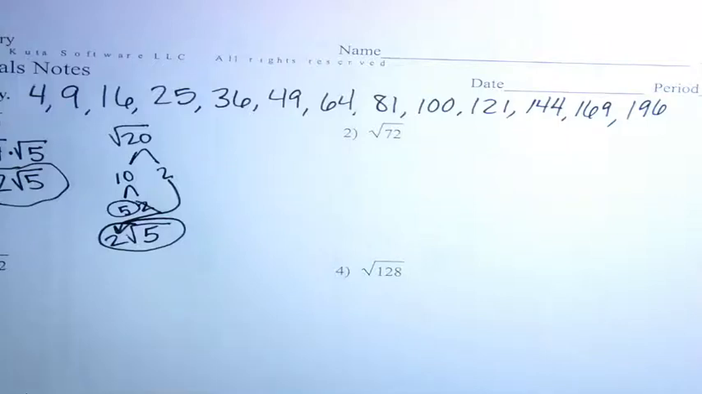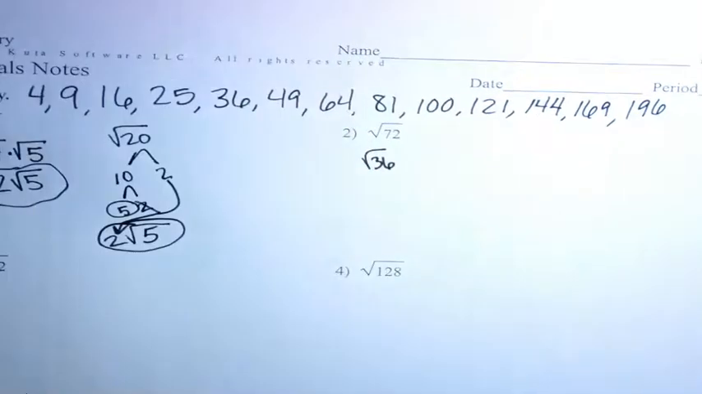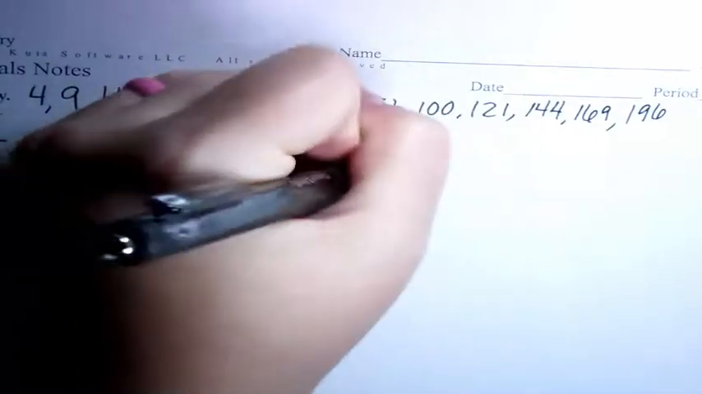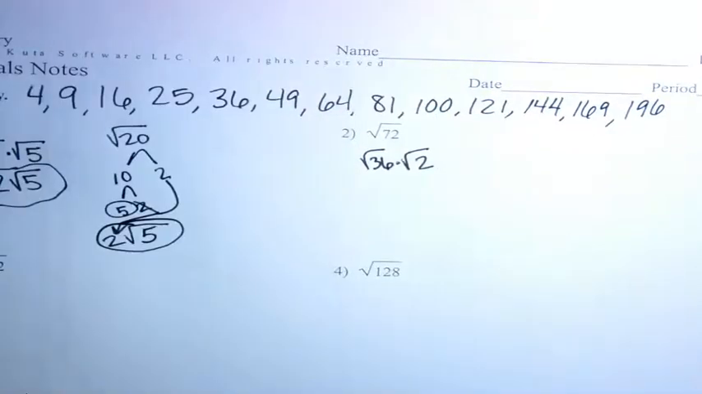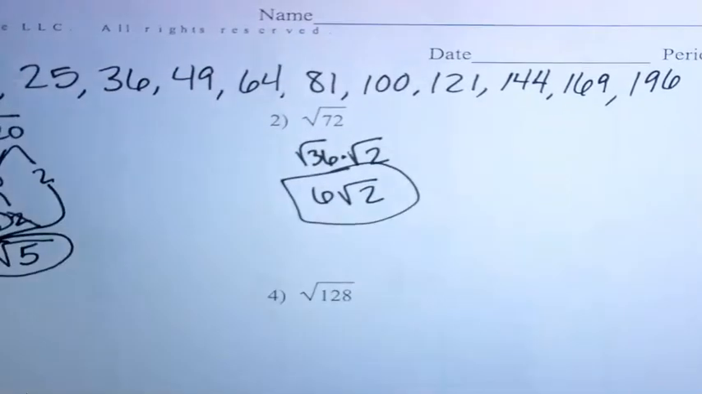So can anyone? Yes. 36. Perfect. Awesome. So 36 is the largest perfect square that goes into 72. And then how many times does that go into there? Twice, right? So that 2 is also under the square root as well. So we've got 36 and 2. And then your 36 simplifies to 6. It does not simplify to the square root of 6. Okay? So it's got to be the biggest perfect square, the largest perfect square.